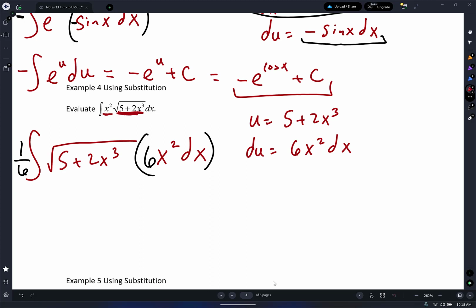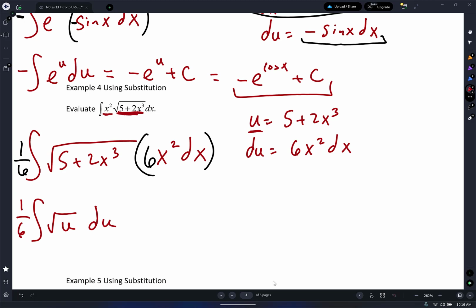I'm going to substitute. Here we go. I write my 1/6 integral. The 5 plus 2x squared is nothing but the variable u. So square root of u. And the 6x squared dx is nothing but du. There it is. I have something a lot simpler.